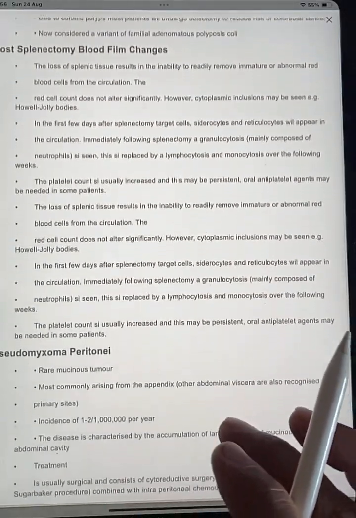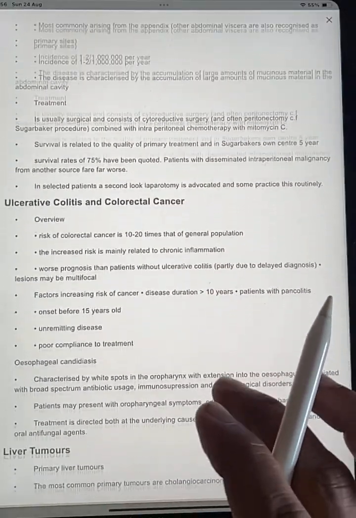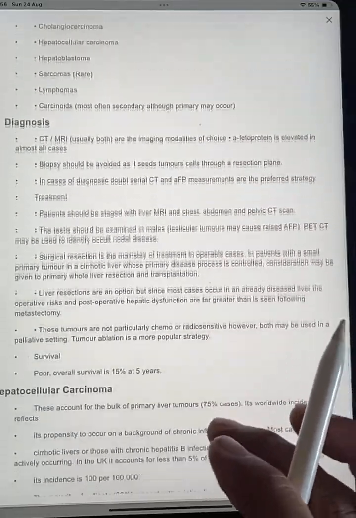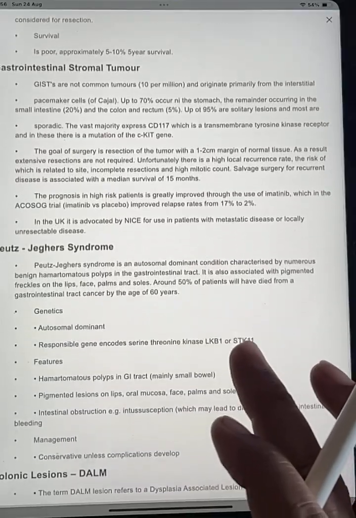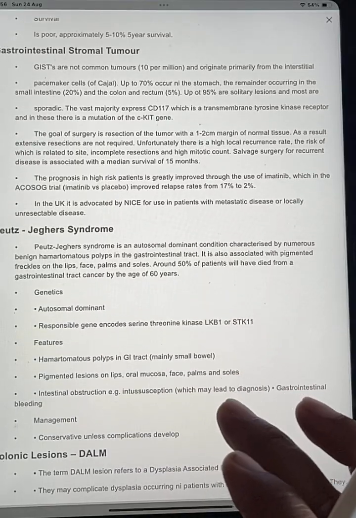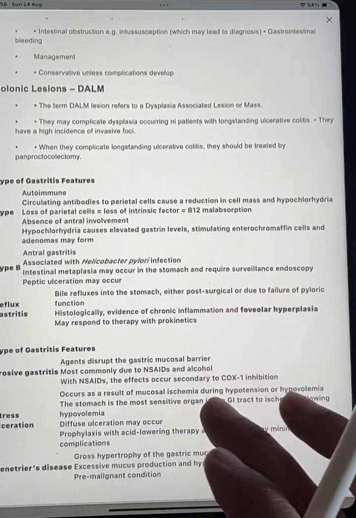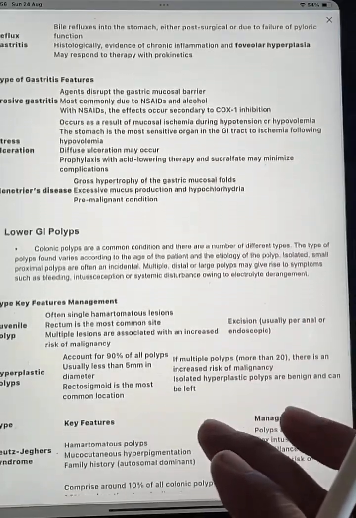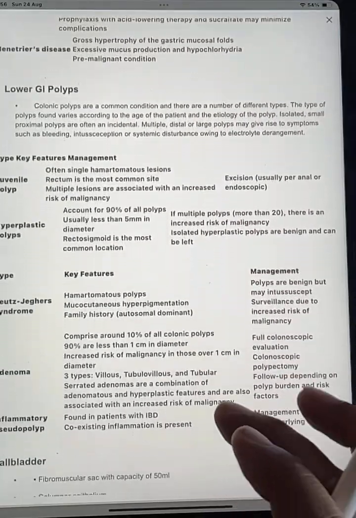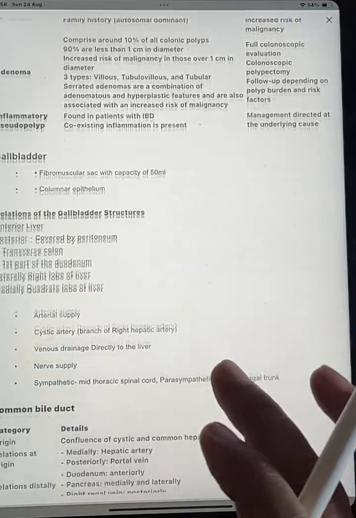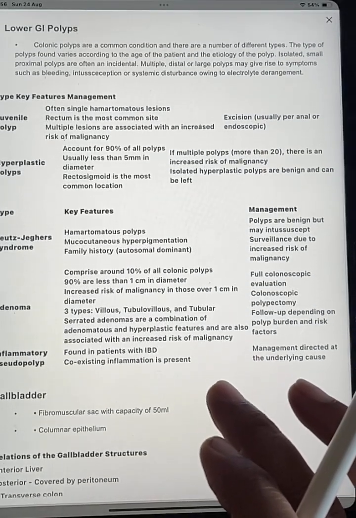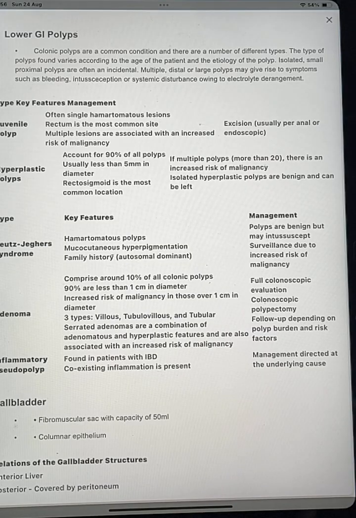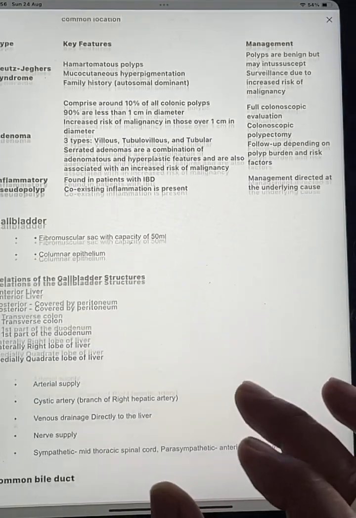Examples: ulcerative colitis, liver tumors, hepatocellular carcinoma, gastrointestinal tumors, Peutz-Jeghers, GI polyps, gallbladder.